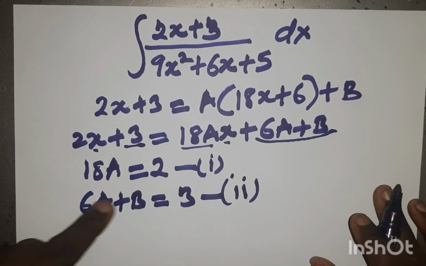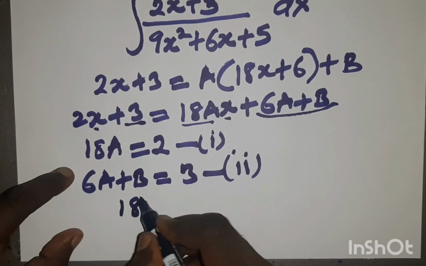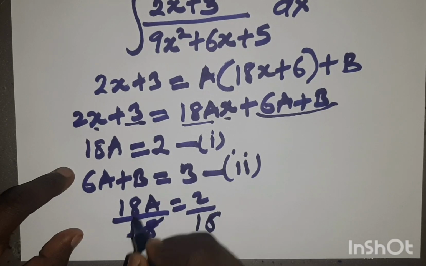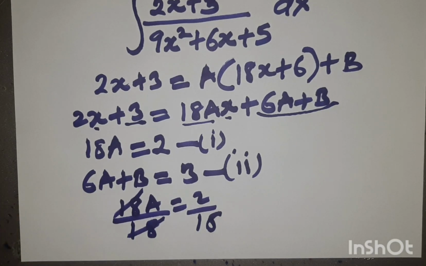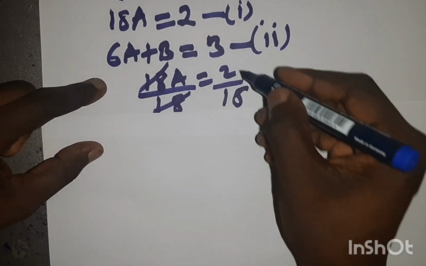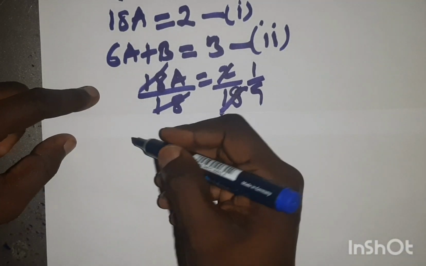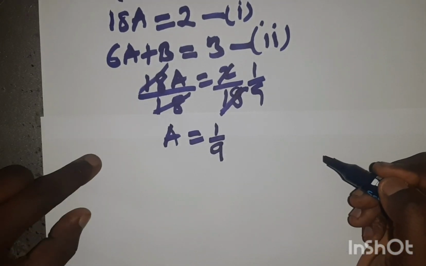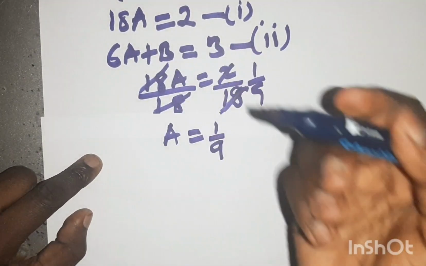From equation 1, I can easily solve and get the value for a. If I have 18a equals 2, dividing both sides by 18 cancels the 18, so a will be equal to 2 over 18, which is 1 over 9. So my a will be equal to 1 over 9. Then in equation 2, I can substitute the value of a, which is 1 over 9, and I will get my value for b also.